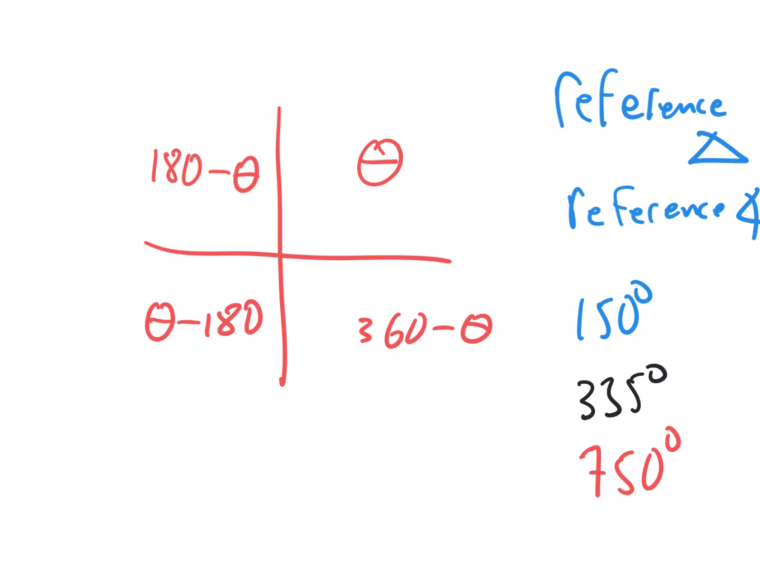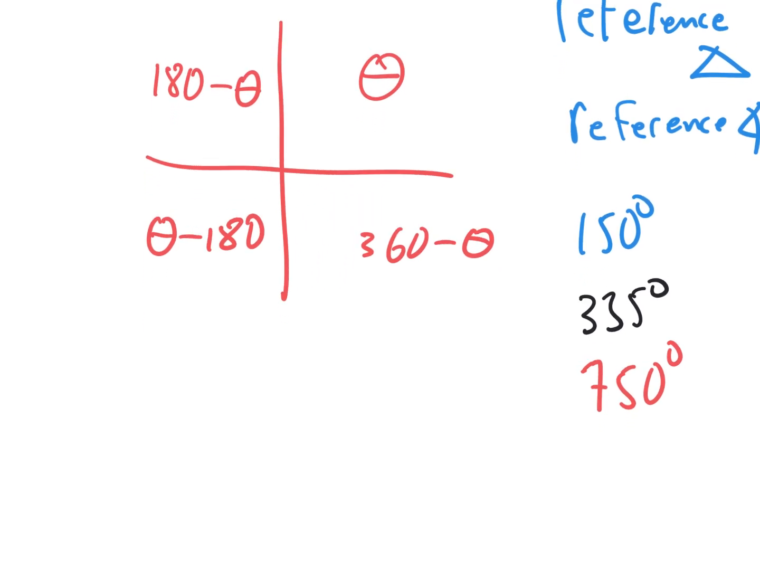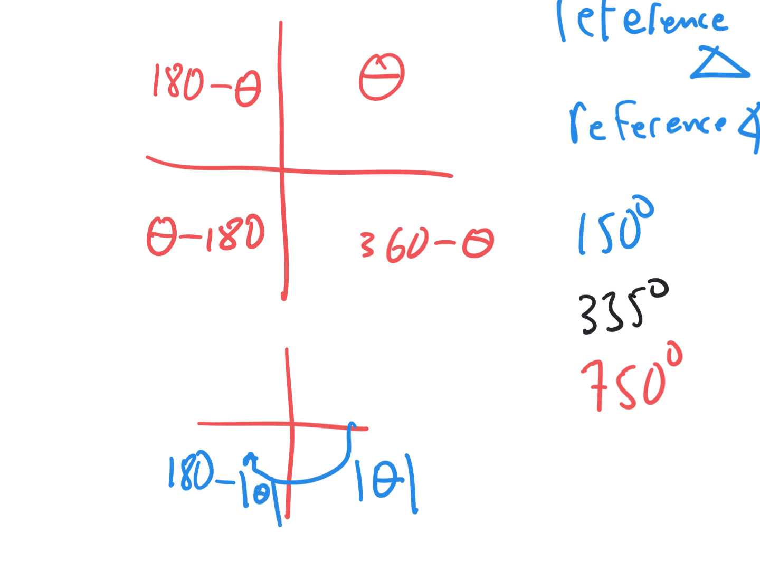And even if you have a negative angle of rotation, it's very similar. If you have a negative angle, we're going this way, remember. In this case, it'll be the absolute value of the angle, because if it's negative 30 degrees, the reference angle is 30 degrees. If it's over here, we do 180 minus the absolute value of the angle. Here, we do the absolute value of the angle minus 180. And over here, we do 360 minus the absolute value of the angle. That's how you do the negative angles of rotation.